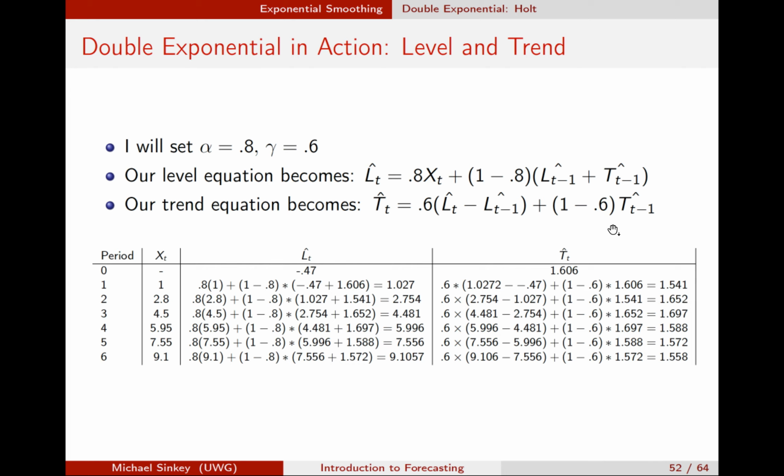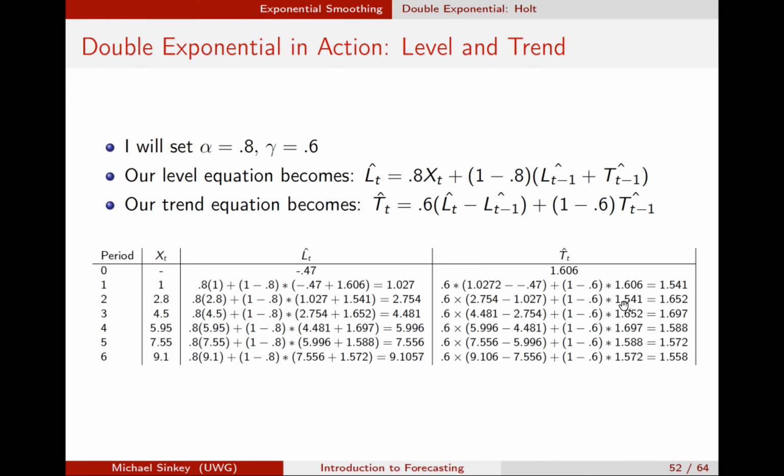That feeds into period 3. So for L3, I take the data for period 3, which is 4.5. I take the level for period 2, which we found, 2.754. I take the trend for period 2, which we found, 1.652. Plug them in, you get a new level. That level immediately feeds into the trend for period 3. 4.481 is the level for period 3 minus the level for period 2. And this was the trend for period 2. And we just keep iterating through.